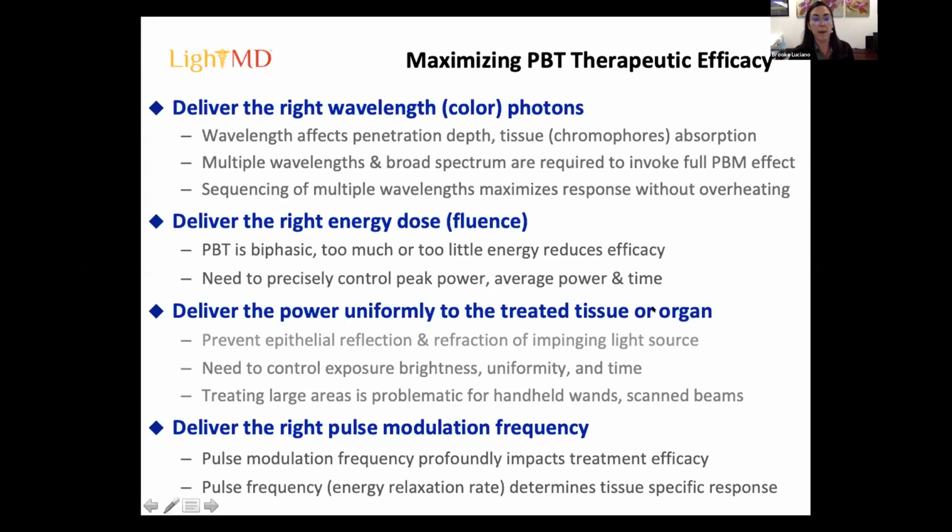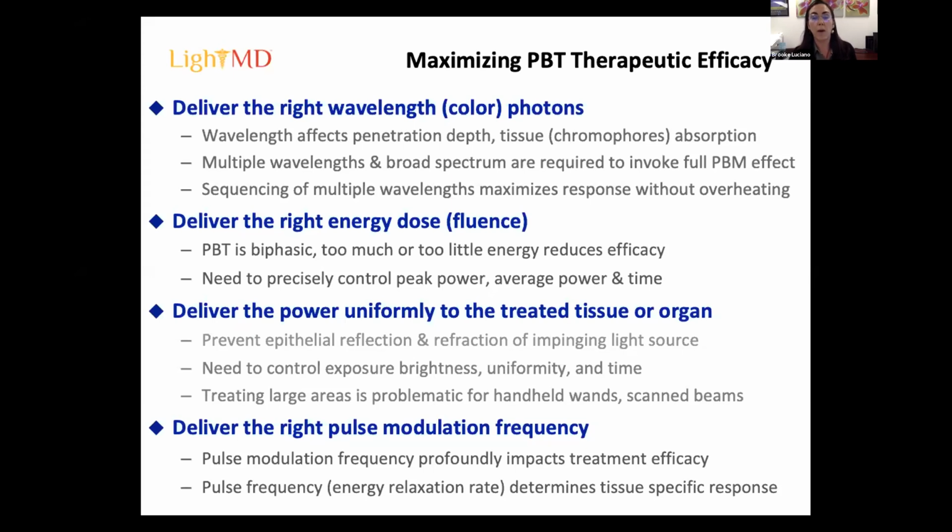And delivering the right power. So you want to prevent epithelial reflection and refraction. This is via the light pads. We have light pads that are able to conform to the body to basically maximize the amount of energy and light that is entering the body. By controlling all of this, you're able to control the brightness, uniformity, and the time. It's all preset into our system.